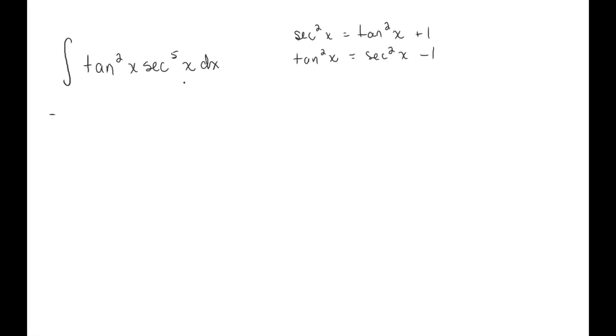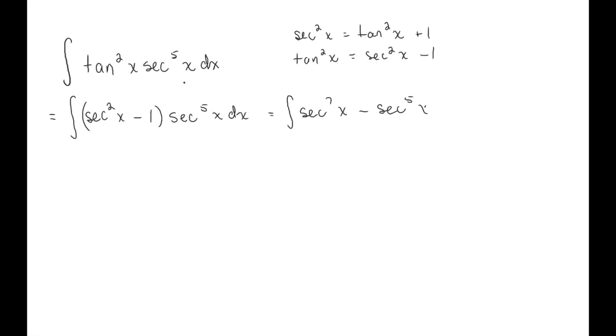So if we replace tangent squared with secant squared x minus 1, then everything in this integral in terms of trig functions is a secant. In fact, this is secant to the 7th of x minus secant to the 5th of x. Does that make sense so far, Aaron? And then we'll have to be careful when you go to enter that.